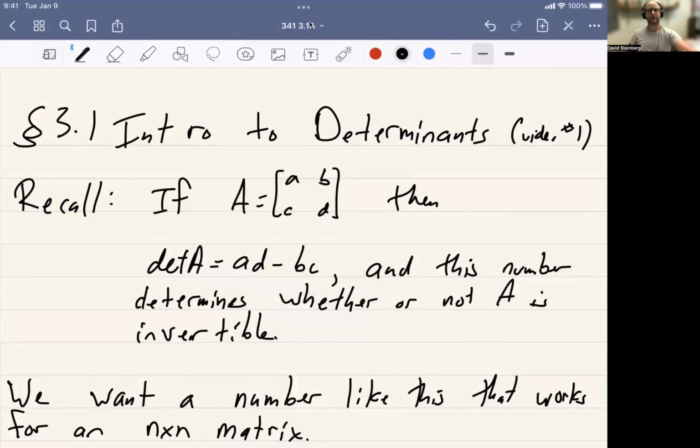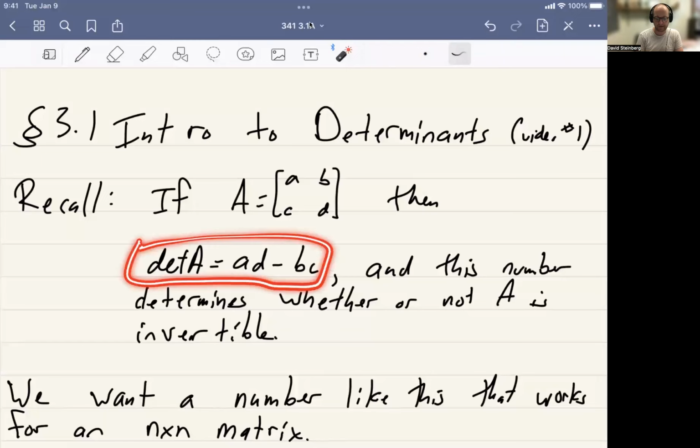Hello all, welcome to the first video on section 3.1, an introduction to determinants. Previously we've seen that if A is a 2 by 2 matrix, we've defined the determinant to be the product AD minus BC, the diagonal terms minus the product of the anti-diagonal terms.